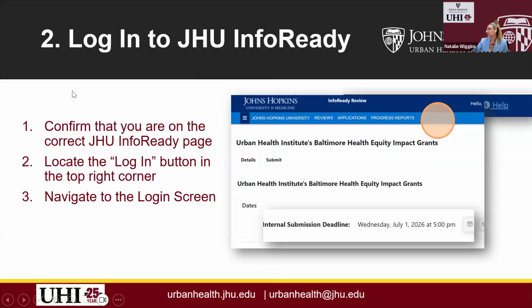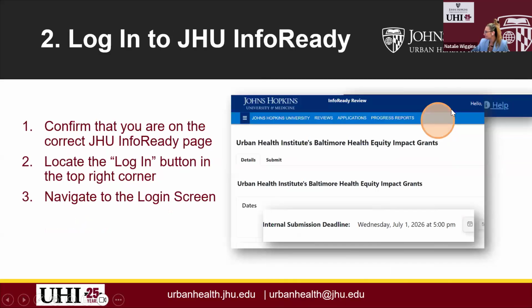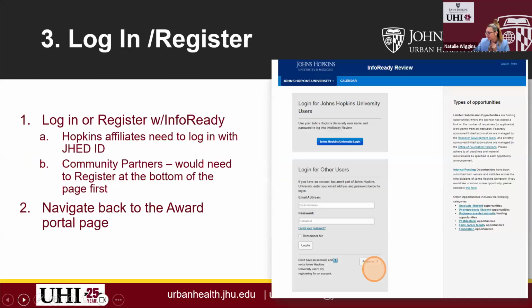And as you log into InfoReady, so first you would want to, and I see my little button, my little sunshine, my little sun got moved from the right place. So you would want to make sure that you are on the correct InfoReady page. The login button is located at the top, utmost top right corner of the screen.